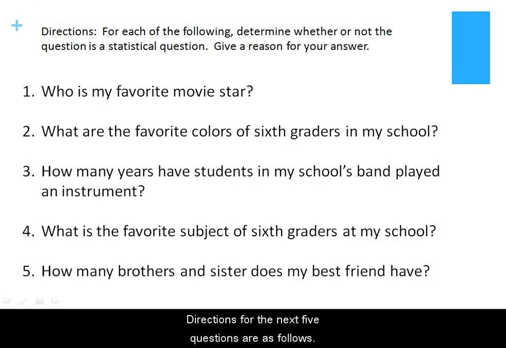The directions for the next 5 questions are as follows. For each of the following, determine whether or not a question is a statistical question, and give a reason for your answer. Take a look at questions number 1 through 5.